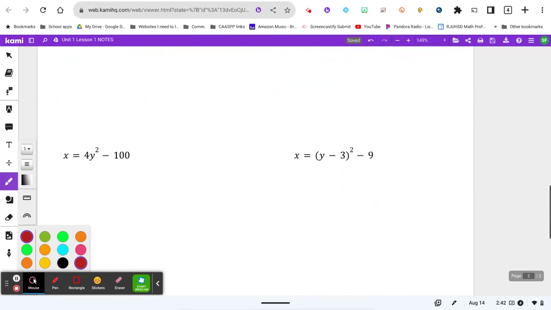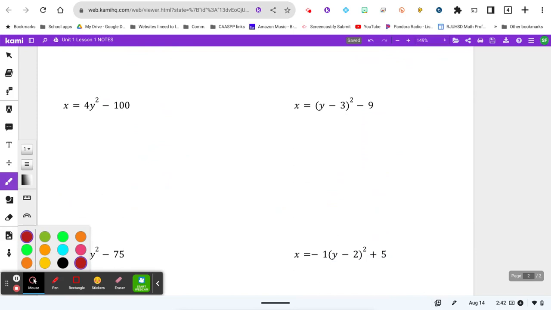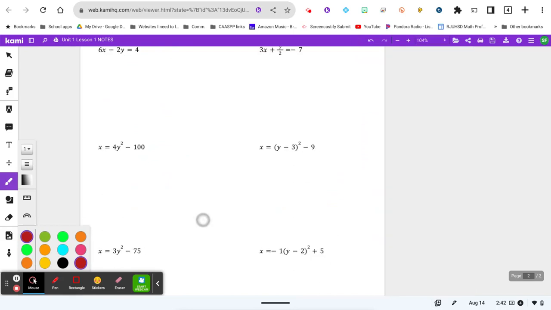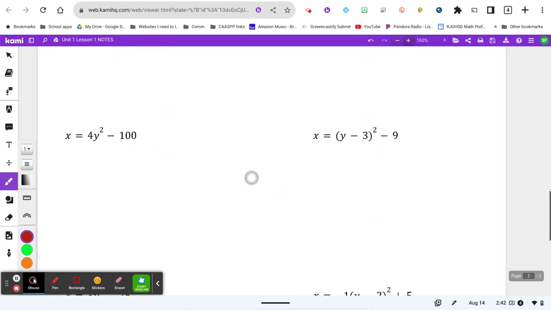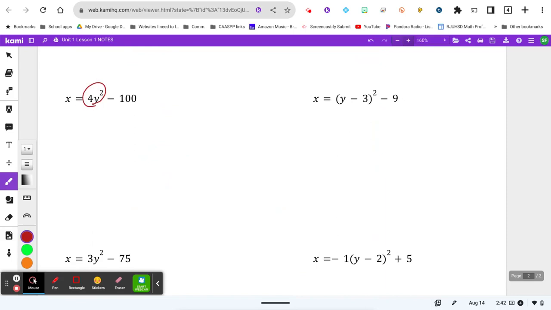All right, so let's go down to where we have the squares. So here we want, oops, you touch a button and it moves. Okay, so we're going to get this by itself. So we want to add 100. And we're going to get x plus 100 equals 4y squared. Now we need to get the y squared by itself, so we're going to divide everything by 4.